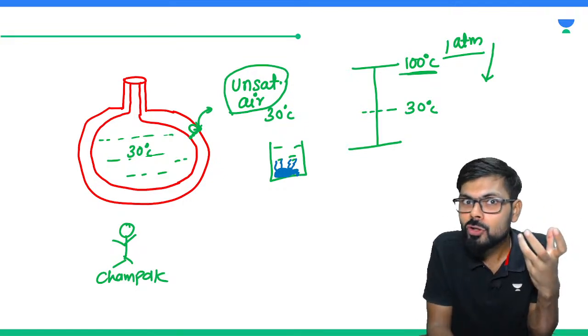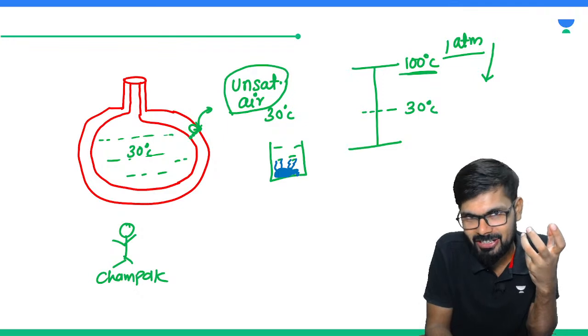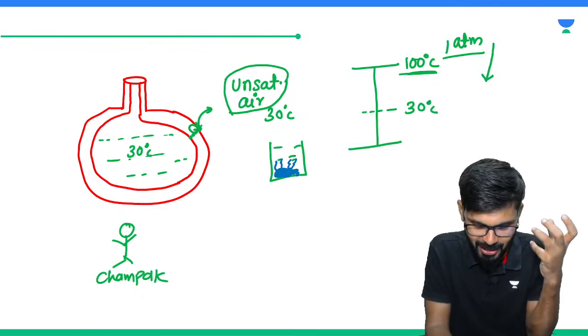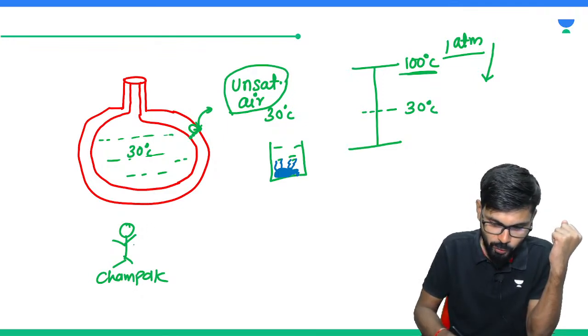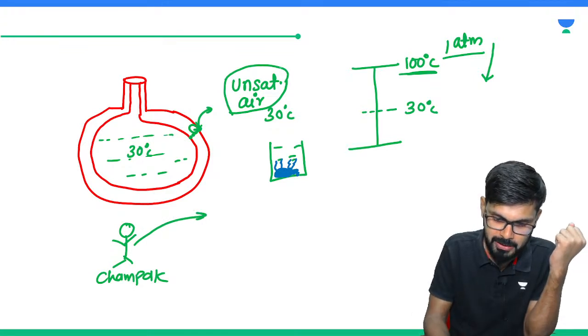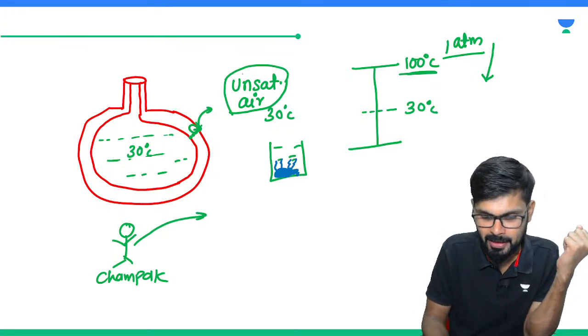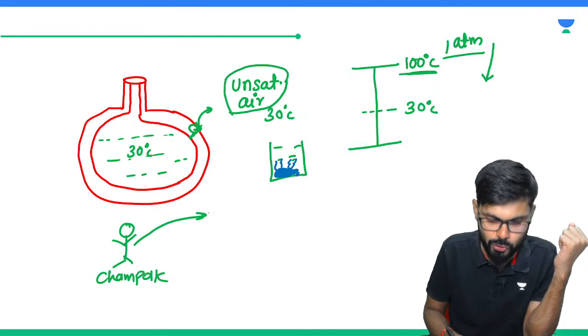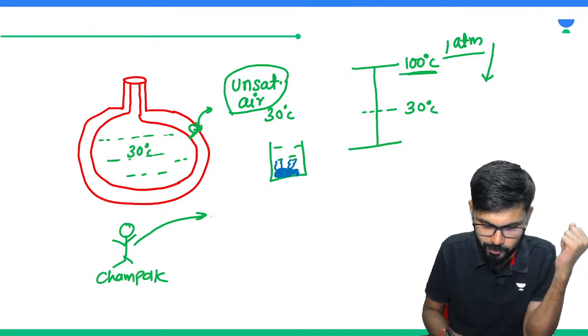Now why does he want to go? Because of concentration difference. Bangkok means unsaturated air. This molecule wants to go to Bangkok because of the concentration difference.